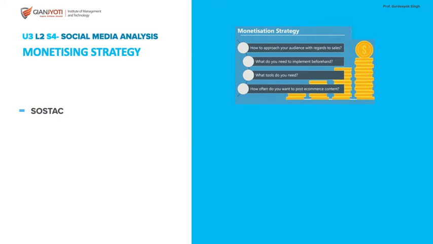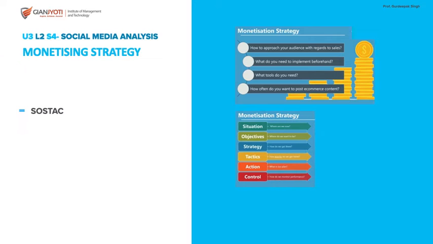So what should be your monetizing strategy? We use this acronym SOSTAG. So we'll talk about that. In your strategy, there are four things: how you should approach the audience for sales, what you need to implement beforehand. Like I said, you need to have a business website or an e-commerce site before you start monetizing on social media, which tools you need to use, and how often you want the e-commerce content to be posted there.